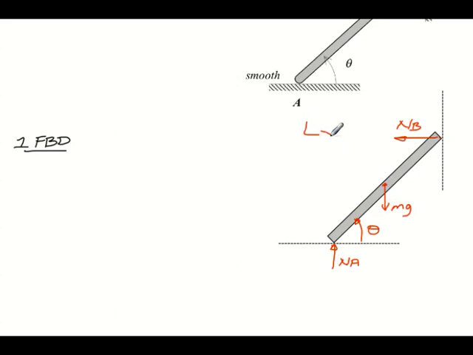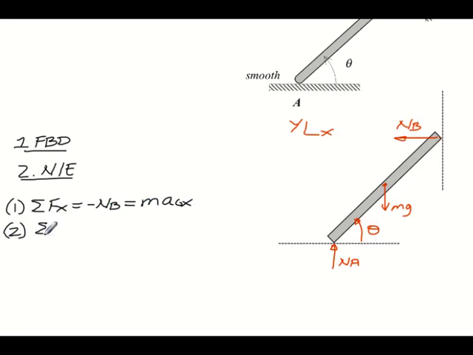I'm going to put X positive to the right, Y positive up. Newton-Euler equations. So my first equation is going to be summing forces in X. We simply have minus NB is equal to m a_Gx. Second equation, summing forces in Y, we get NA minus mg is equal to m a_Gy. So this equation that I'm really going to use here is NA is equal to m times (g plus a_Gy).